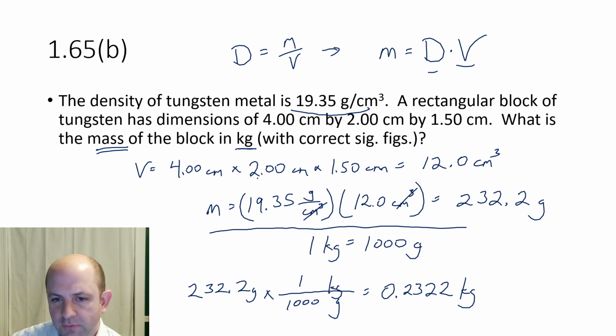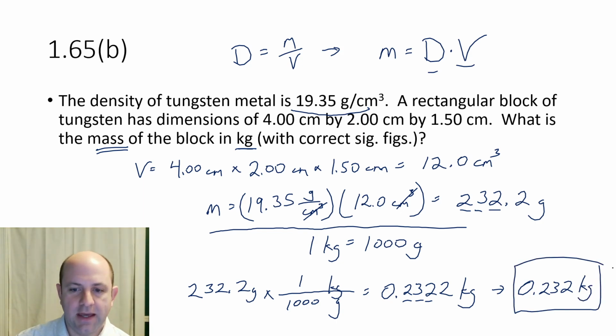But if you remember, our volume only had 3. I carried an extra here because the rule is if you're doing a multi-step problem, don't round it to the end. But really, this grams only has 3 sig figs that I'm putting in. I just kept the 0.2 around. So I'm only allowed the first 3. So my final answer will be 0.232 kilograms. And that's that.